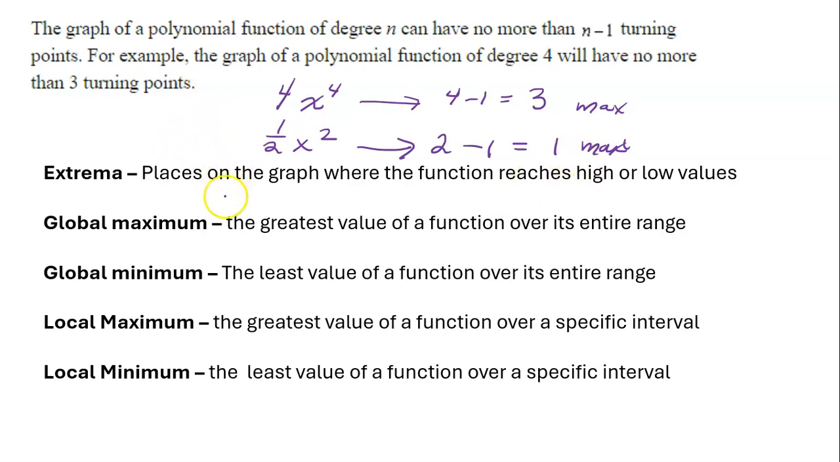And now we talk about extrema, which sounds like a superhero to me, but not so much. These are places on the graph where it reaches a high or a low. Okay, so there's a global max and global min, and local max and local min. This makes more sense, I think, when we look at graphs.